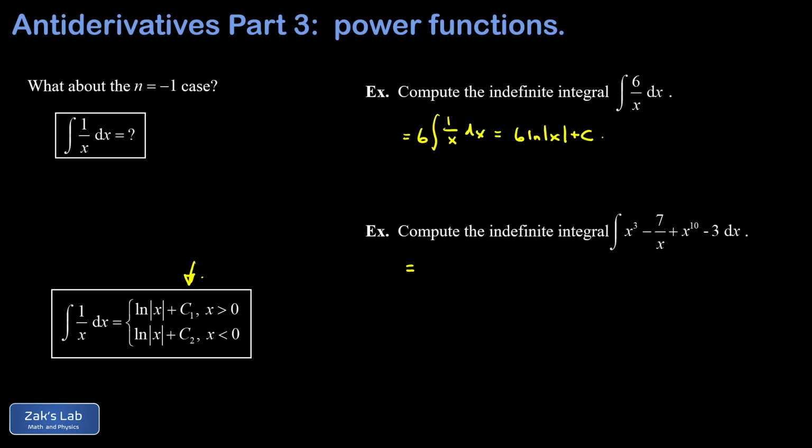The next example is a cumulative sort of thing where we put together the power rule and this natural log antiderivative. So I have the integral of x cubed minus 7 over x plus x to the 10th minus 3. And the integral of x cubed, well, we just add 1 to the exponent and divide by the result. That gives me 1/4 x to the 4th. The negative 7 over x, well, the negative 7 is a spectator there. So I have negative 7, natural log absolute value of x. The x to the 10th, I add 1 to the exponent and divide by the result. So I get 1 over 11, x to the 11. And the negative 3, that integrates to negative 3x. And I put in my arbitrary constant plus c, and we're done.